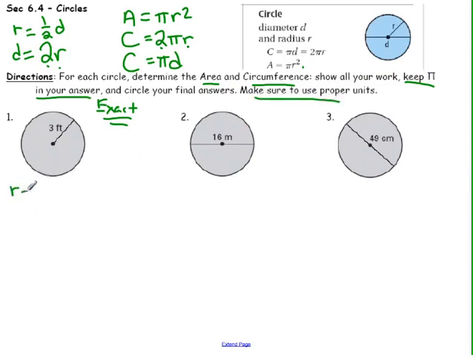So I'm given the radius. I'm going to write down the given information. My diameter then is going to be 6 feet. It's just twice the radius. I'll find my area. My area is pi r squared. I'll just write out the formula. That's pi times 3 squared. 3 squared is 9, so I have 9 pi square feet.